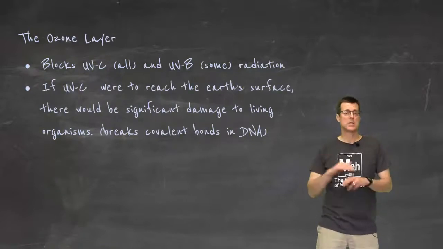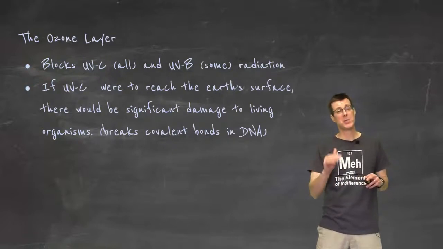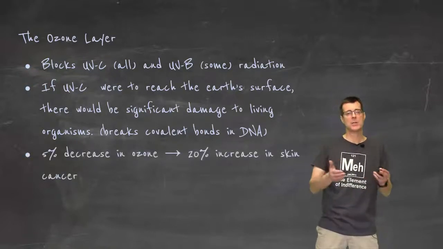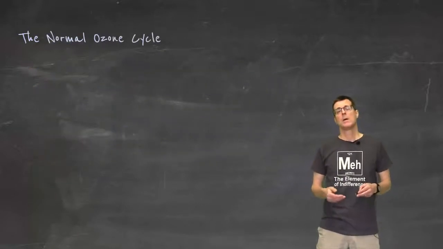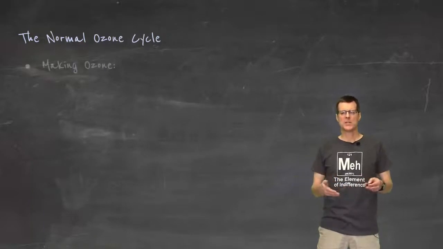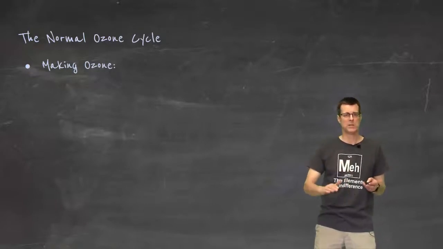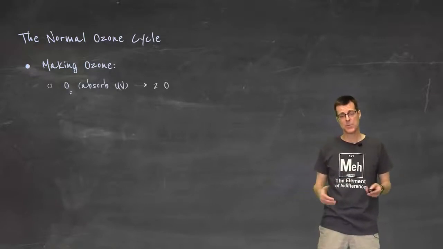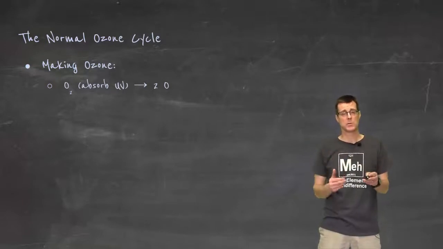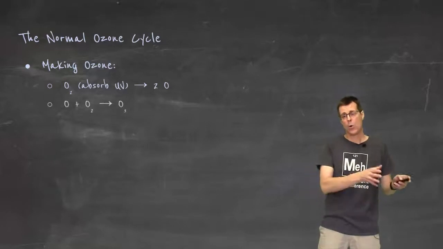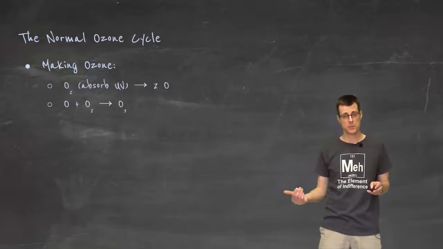Okay? UVC doesn't reach down to us. UVB does, and it was estimated that a 5% decrease in ozone could lead to a 20% increase in skin cancers. So what does ozone do to protect us? Well, ozone does 2 things, right? There's ways of making ozone, and there's ways of breaking ozone, and that's what's called the ozone cycle. So a molecule of oxygen, 2 atoms of oxygen bonded together, breaks when it absorbs ultraviolet light and forms 2 atoms. One of those atoms goes off and reacts with an oxygen molecule to produce an ozone molecule.